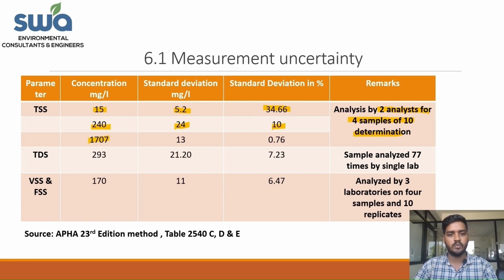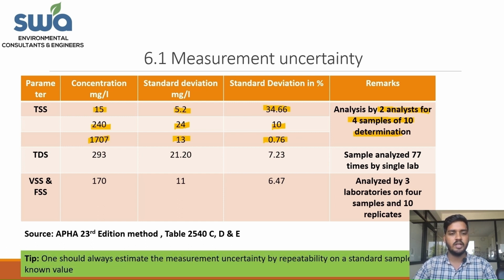For the concentration of 1707 milligram per liter, the standard deviation was 13 milligram per liter, which in percentage is 0.76%. For TDS, the concentration is 293 milligram per liter and the standard deviation is 21.20 milligram per liter. In percentage, that is 7.23%. The sample was analyzed 77 times by a single lab.